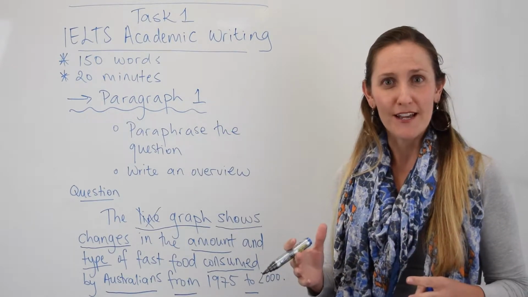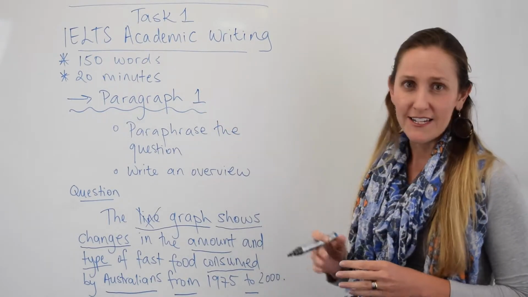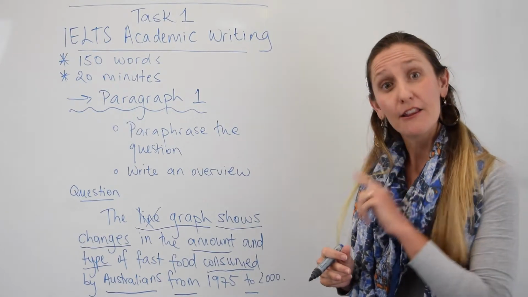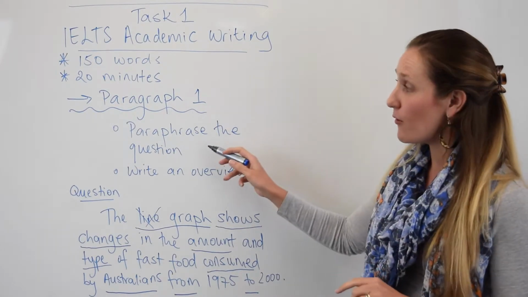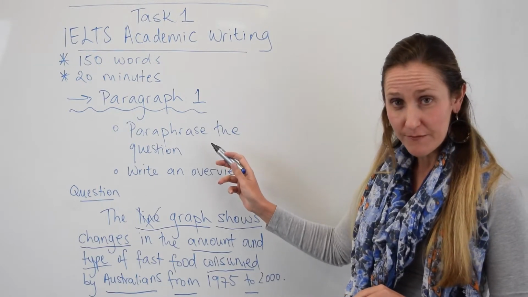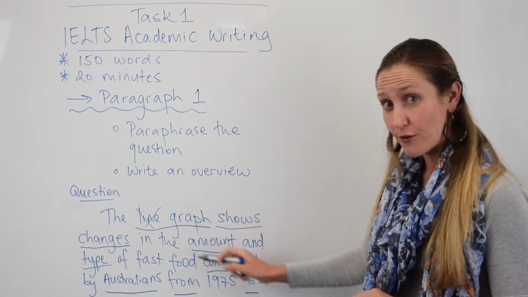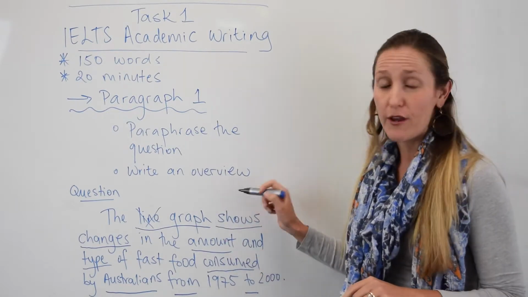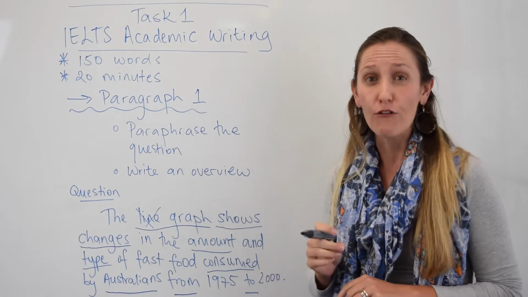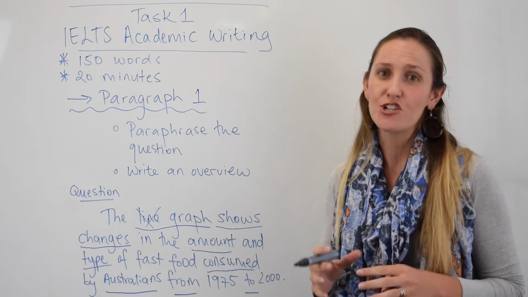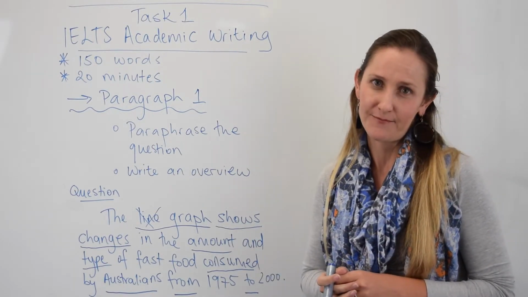So let's summarize. In your IELTS Writing Task 1, you're going to use 3 paragraphs. In the first paragraph, it's very important that you paraphrase the question. So you practice changing the main words and perhaps the order of the words. And it's also very important that you include an overview, which is a summary of the main trends and information in the data that you're analyzing.